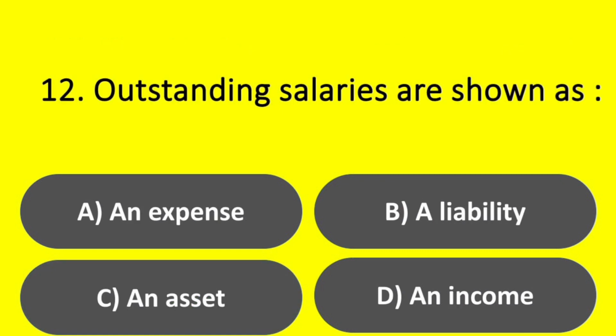Outstanding salaries are shown as: option A, an expense; option B, a liability; option C, an asset; option D, an income. Answer: option B, a liability.